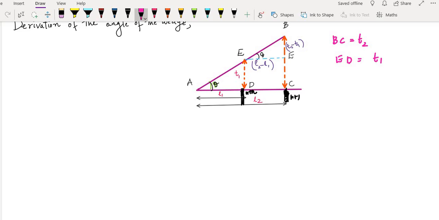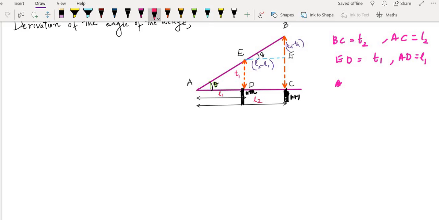Also, I have already mentioned that from this point to the nth band the distance is L1, and to the n plus first band is L2. So A to D is L1 and A to C is L2. BC equals T2, ED equals T1, AC equals L2 and AD equals L1. Now here we have BC, AC, ED and AD.